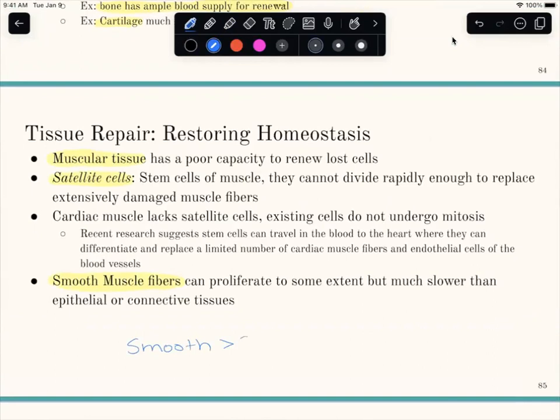Smooth muscle, skeletal muscle, and then cardiac. Cardiac has the least regenerative properties. That's why when someone has a heart attack, those cells are dying and scar tissue is being formed in that area instead. That's why that heart never really works the same after a heart attack. If those cells lose oxygen for long enough, they die. But smooth, out of all of our different muscle cells, smooth muscle is the best, then skeletal muscle, then cardiac.